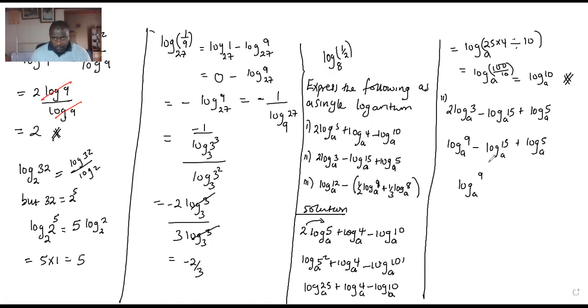I can have 9 times 5 divided by 15. The other person could say 9 over 15 times 5, which is also correct. By 5 once, by 5 three, by 3 once, by 3 thrice. So the answer becomes log to base A of 3.